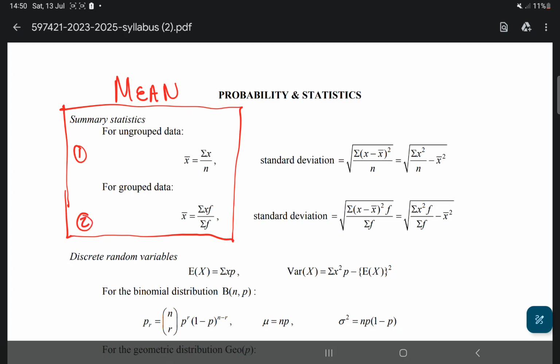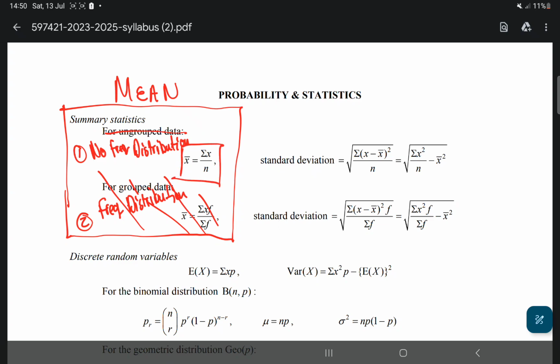Now we have type 1 and type 2. Type 1, we use when we have a frequency distribution, when we have that table. Type 2, we use when we have no frequency distribution. For our example, we did not have a frequency distribution, so type 1 is out. We are dealing with one where there is no frequency distribution, so we are using type 2.